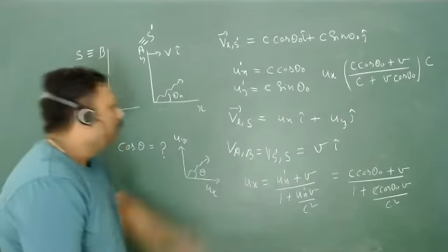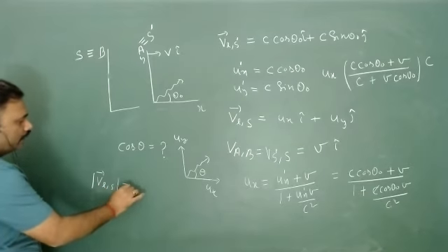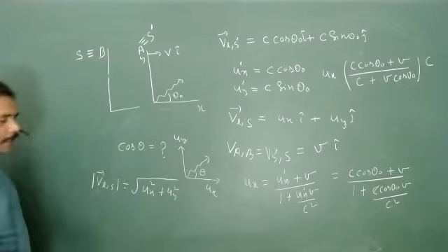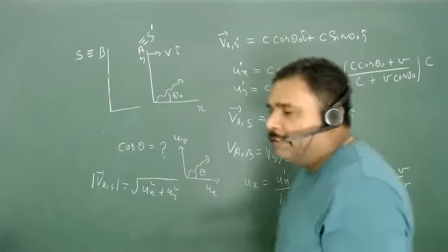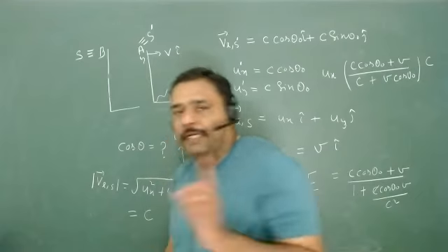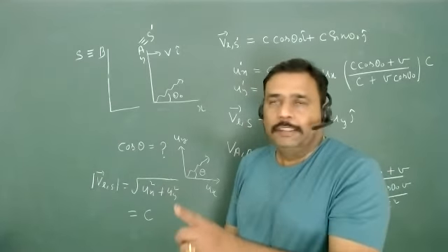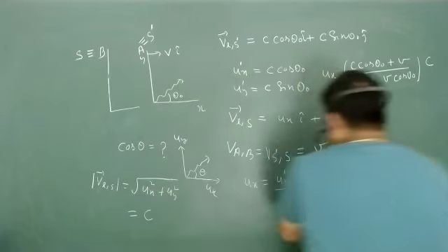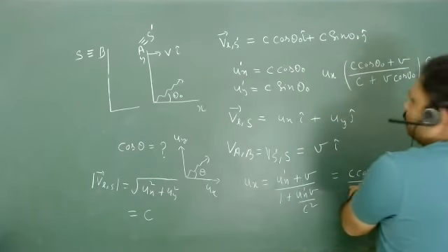If I want to calculate the magnitude of the velocity of light with respect to S, this is nothing but the root of Ux square plus Uy square. Can you please tell me what will be this value? Ajinkya, can you please tell me? C, sir. That should be C, isn't it? That should be C, because the speed of light is not going to change. The magnitude is not going to change. You can change the x direction, you can change the y direction. Yes, this is my Ux. That is not exactly Ux dash. This Ux dash is going to transform.